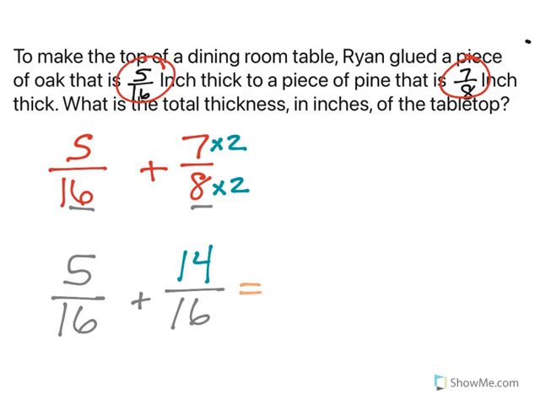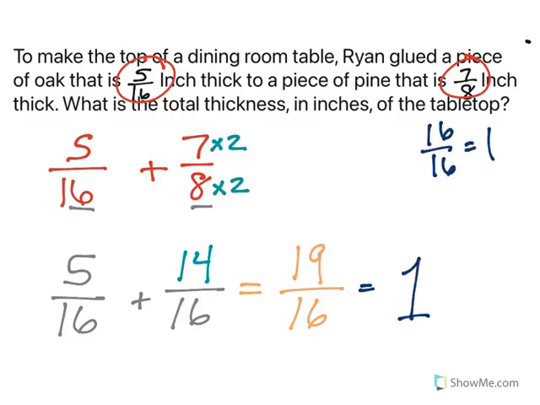Now that my fraction equation here is 5/16 plus 14/16, I can add them together knowing that the denominator stays the same. So 5 plus 14 is 19. So I have 19/16. Hopefully you see that 19 is bigger than 16. So I can take one whole out of this. One whole is the same as 16 over 16.